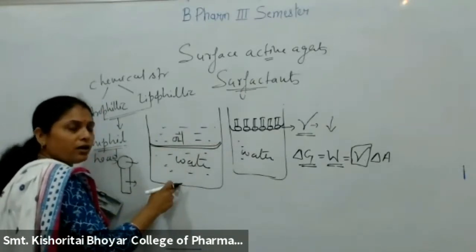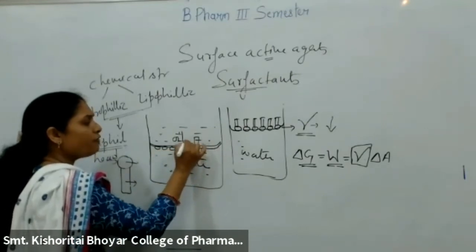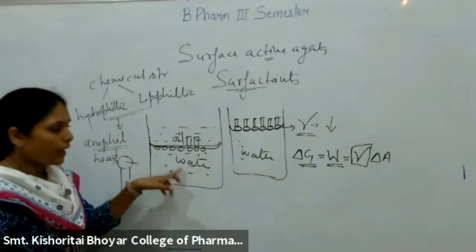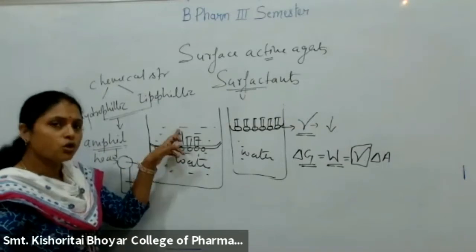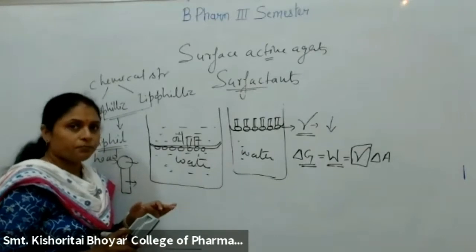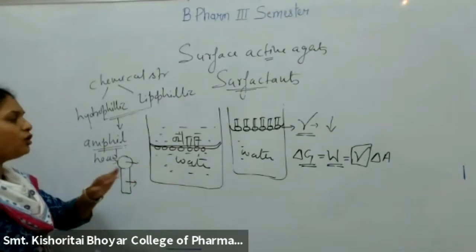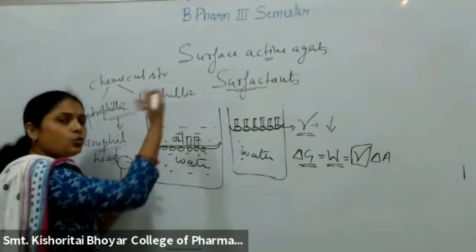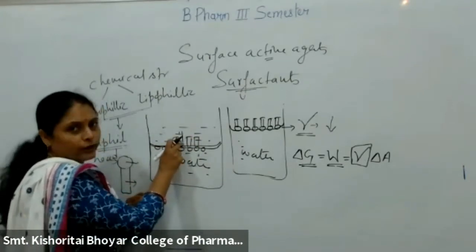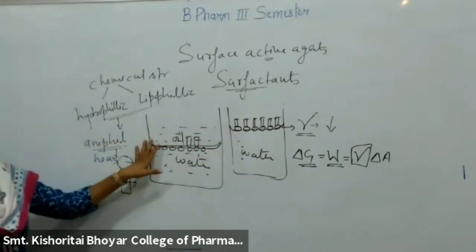How will these adsorb? Polar heads will be towards water, and non-polar tails will have affinity with oil. They will not have affinity towards water, and polar heads will not have affinity towards oil. It will be attracted towards water, so because of this it will align properly. Polar head will be towards water, and non-polar tail will be rejected towards the different phase. Here the other phase is the oil. So in this way it adsorbs at the interface.